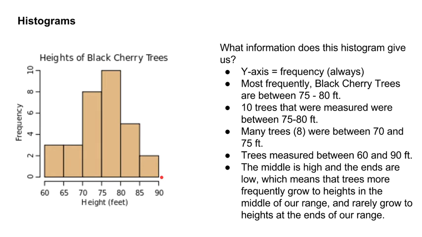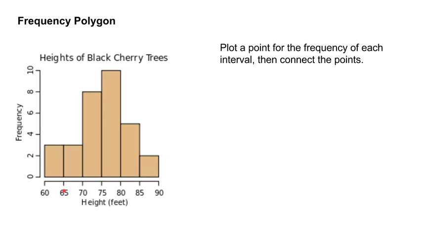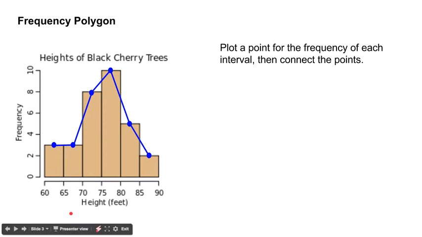Well, let's look at a different way of telling the same information. Let's look at a frequency polygon. A frequency polygon essentially just takes a dot or a point for the frequency of each interval. So it's the same as a histogram, but instead of using a bar, we're just going to put a point, and then we're going to connect those points. So it looks like that. That blue line with the points, that's a frequency polygon.